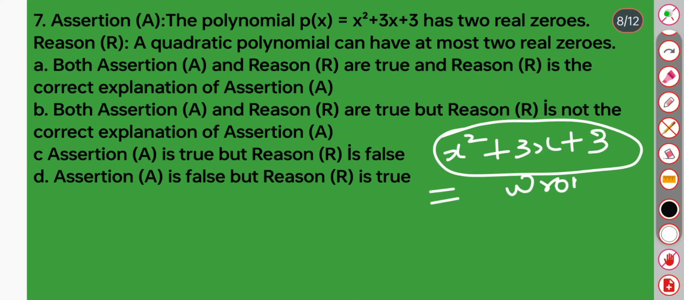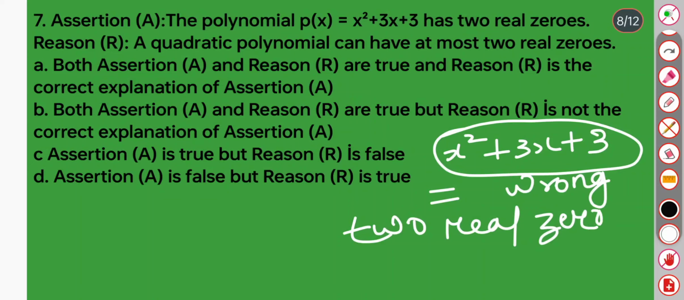But reason, you see what is given: a quadratic polynomial can have at most two real zeros. Obviously, a quadratic polynomial can have at most two real zeros. It can have two real zeros. That means our reason is correct. Assertion is wrong, reason is correct. So option number D is the correct one. It is assertion A is false but reason R is true. Okay.